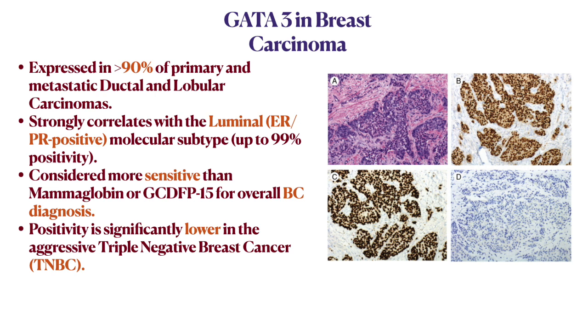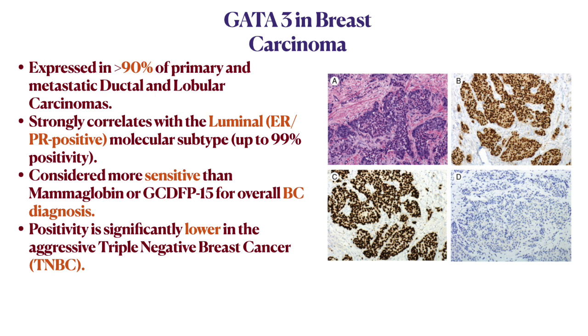So what is its role in breast cancers? We all know that Gata3 is expressed in more than 90% of the primary and metastatic breast cancers. It is commonly positive, or almost 100% positive, in ER and PR positive cases. So we can understand that it's a crucial component in the ER signaling pathway. Triple negative cancers are ER, PR and HER2 negative cancers. In these cancers, the positivity rate is much lower, seen in less than 25% of the cases.